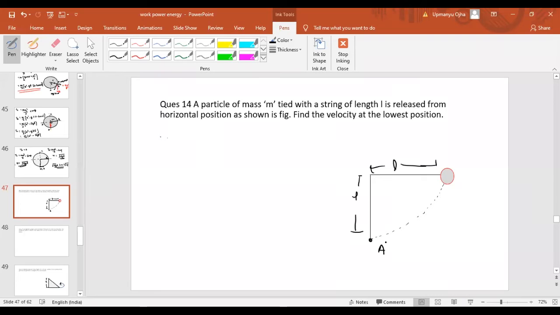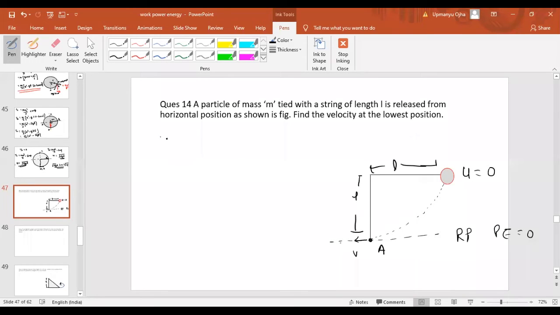Now here, even if you don't know the concept of vertical circular motion, we can find the answer. How can we find the answer? Simply by applying the conservation of energy. If I take point A as a reference point, the potential energy at point A will be equal to 0. And when this ball reaches point A, it has some velocity v. We are releasing the ball, which means the initial velocity should be equal to 0.